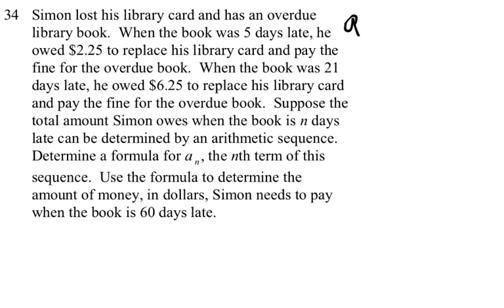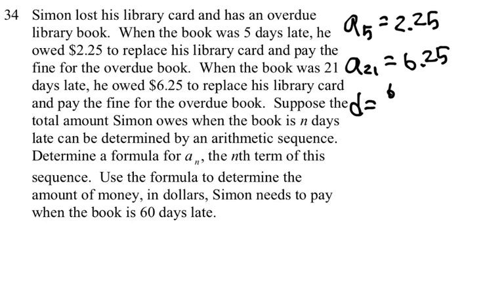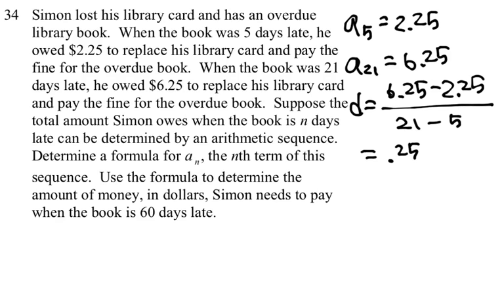Number 34. So here, on the fifth day, the penalty was $2.25. So I can express that as a sub 5 is equal to 2.25. And 21 days was equal to 6.25. So we can write it as a sub 21 is equal to 6.25. Then we can figure out d. d is like finding the slope. So here we have 6.25 minus 2.25 divided by 21 minus 5. Then we realize that that's equal to 0.25.